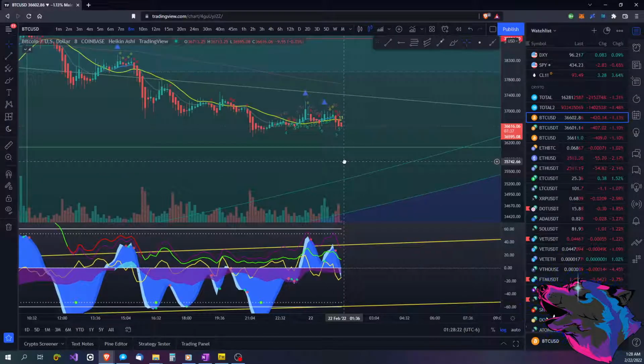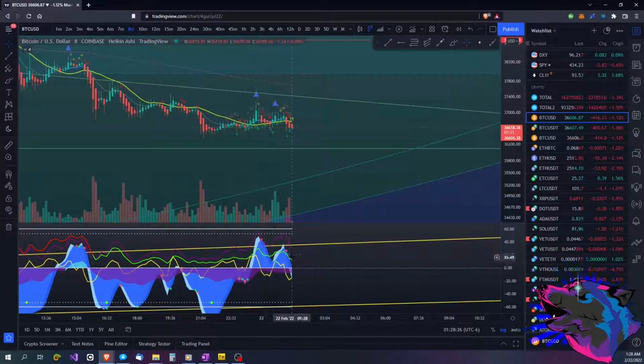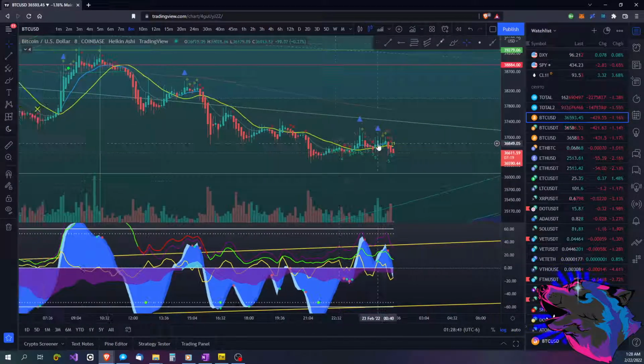RSI is a little split up. Definitely pointing down, maybe even a little bit further down. We came below here. So we're kind of getting a new downish trend in the RSIs.